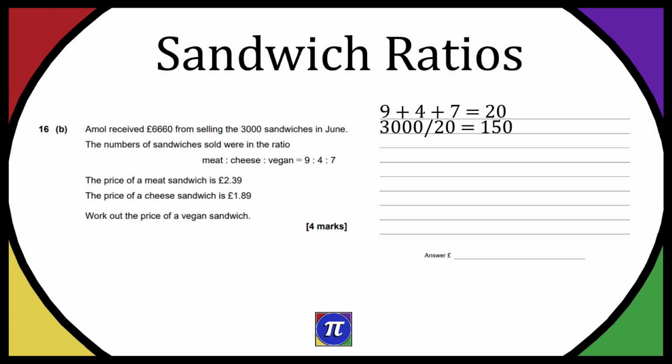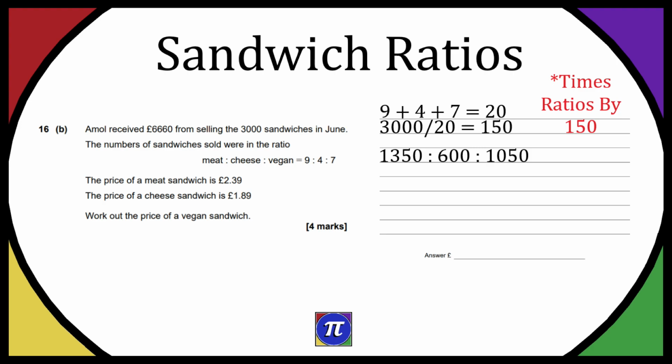So 3,000 divided by 20 gives us 150. So we know we need to times each of these ratios of sandwiches by 150. So 9 by 150 is 1,350. 150 times 4 is 600, and then 7 times 150 is 1,050. Leave any comments or questions if you're not sure how I've got to this point so far, but I've just applied that ratio to the 3,000 sandwiches sold.